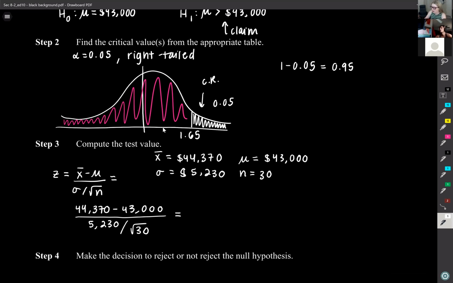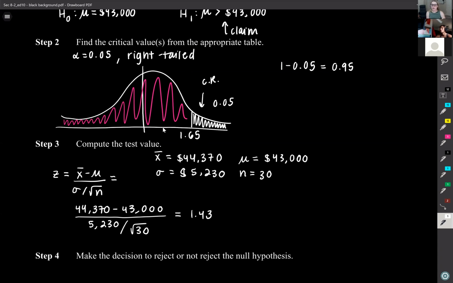All right, so I got 1.43. This is what's called our test value. So we were doing a z-test, which tells you this is how you compute the test value. So we computed it, and now we're going to use the test value in order to make a decision if we want to reject or not reject the null hypothesis.